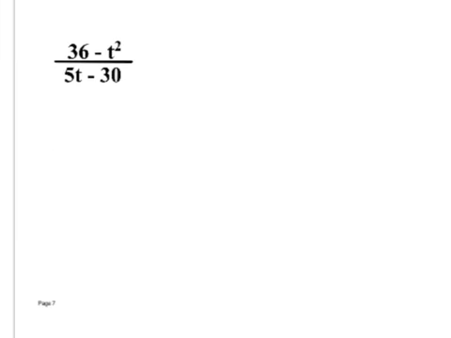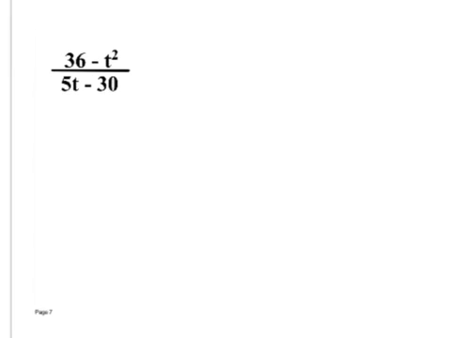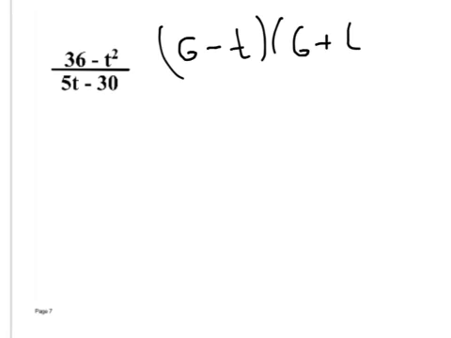Alright, let's do one more. This one: 36 minus t squared. I'm going to factor 36 minus t squared first. That's the difference of squares. So it's the square root of the first thing, which is 6, minus the square root of the second thing, which is t, times the square root of the first one plus the square root of the second one. That's the difference of squares.